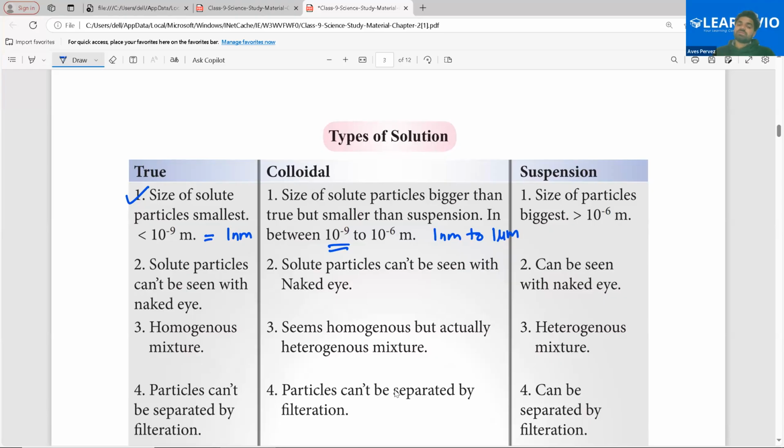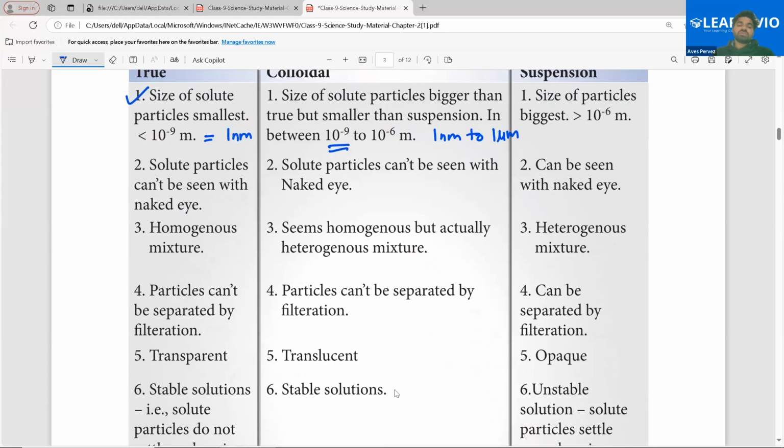Here also it cannot be seen, in this also it cannot be seen. Homogeneous, they seem to be homogeneous, but actually they are a heterogeneous mixture. This is important. Colloidal solution cannot be separated by filtration or evaporation. They cannot be separated. So up to here, all four points are the same so far.